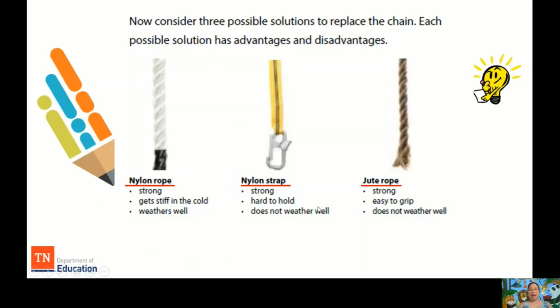Now we have the last possible solution, the jute rope. It says here that it's strong and easy to grip. Those are 2 advantages. And a disadvantage is it does not weather well. Well, when I look at all these 3 options, none of them are perfect, right? And that's okay. Let's keep thinking.